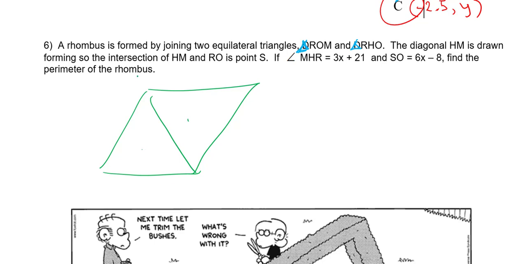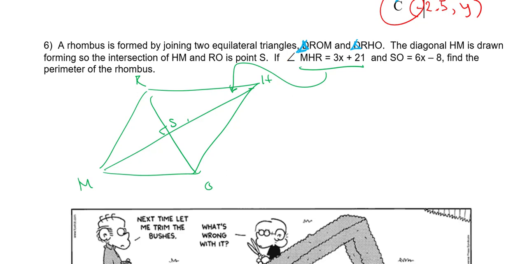Okay, and then this is going to be our HOM, and it says HM is drawn so that the intersection, so HM is right here, is point S. So that's S right there. And we know, of course, that this is a right angle here. I'm not sure if that'll help us. But it says that MHR, which is right here, is 3x plus 21.